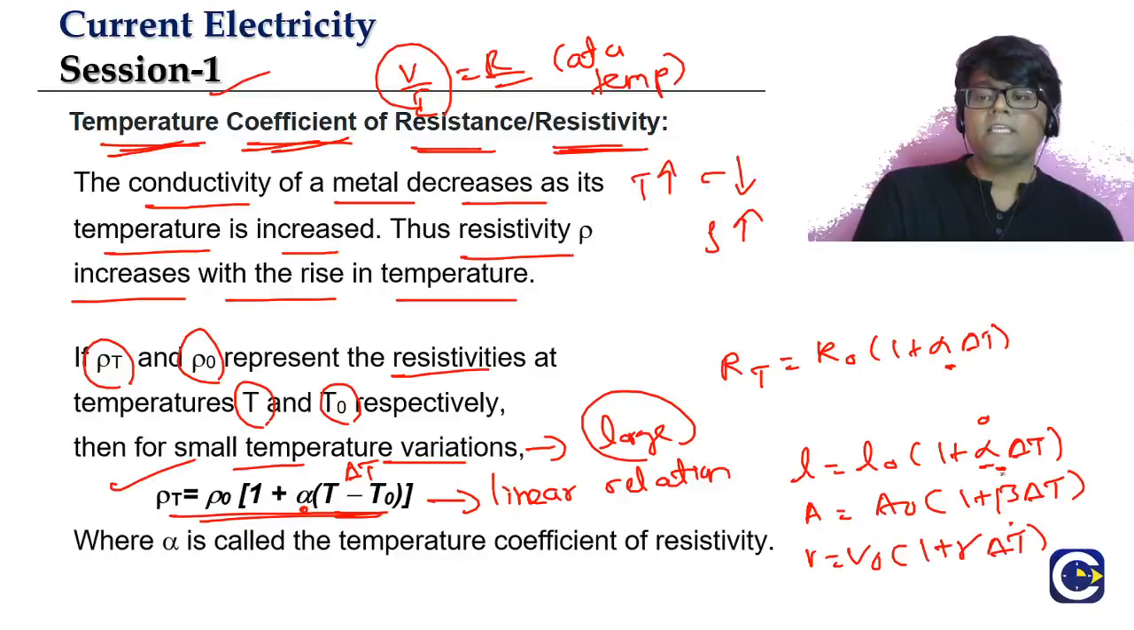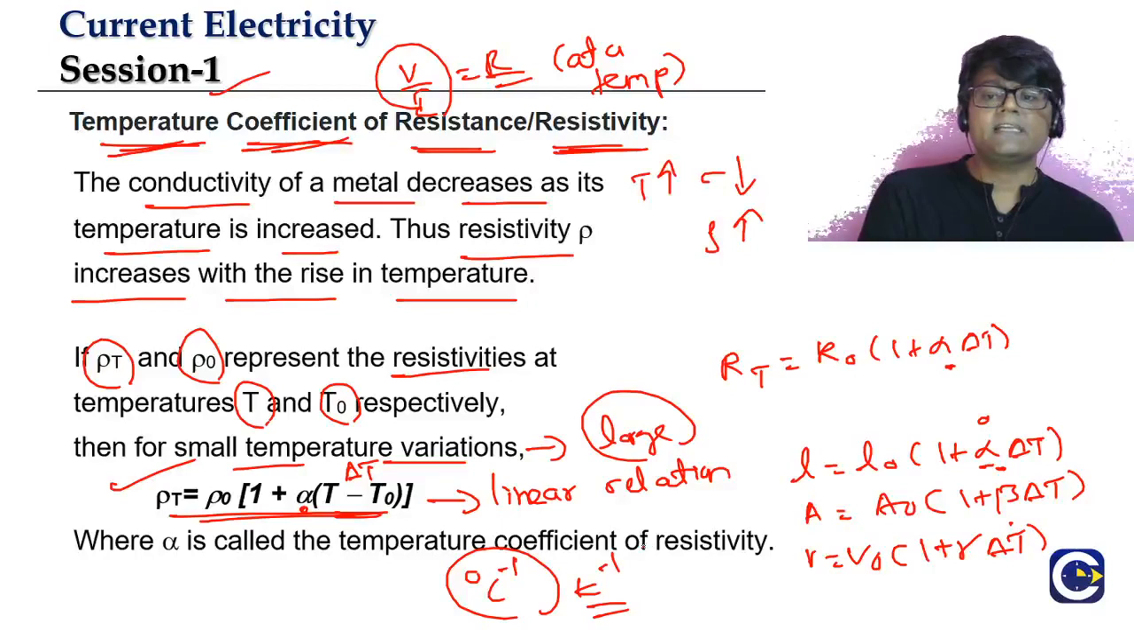The units of all these temperature coefficients will be simply degree centigrade inverse or Kelvin inverse. What will be the units of all these temperature coefficients, guys? It will be temperature inverse. That will be the unit of all these temperature coefficients. Clear, guys? So how are we going to study the dependency of the resistance or resistivity on temperature? We will study this by using the temperature coefficient of resistance or temperature coefficient of resistivity.